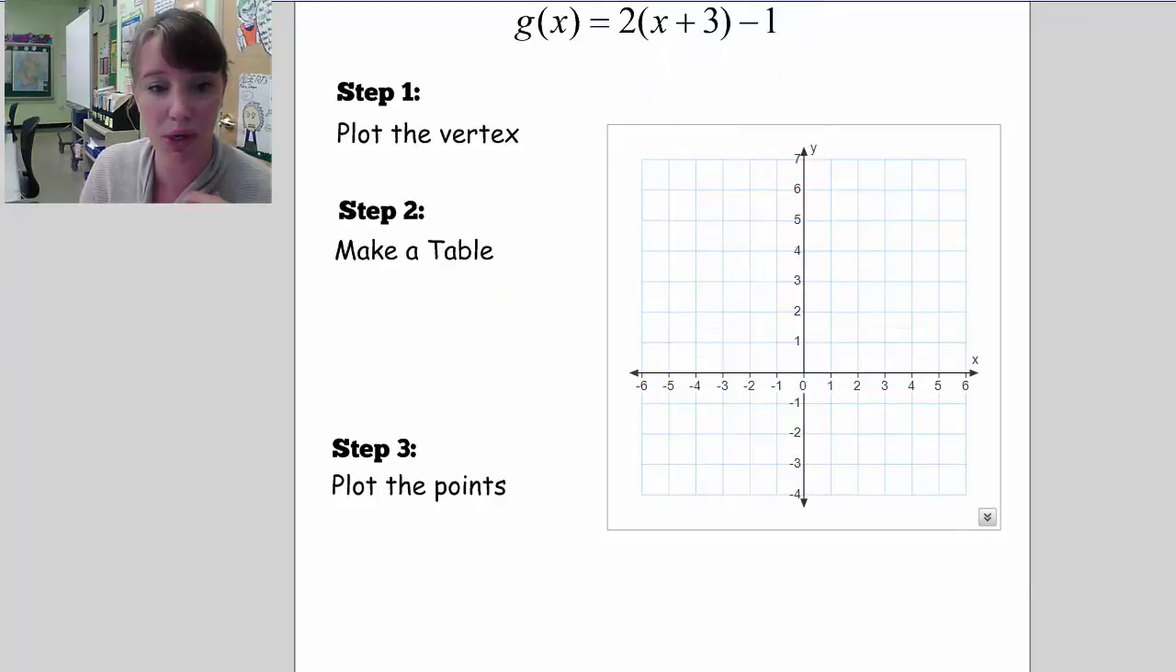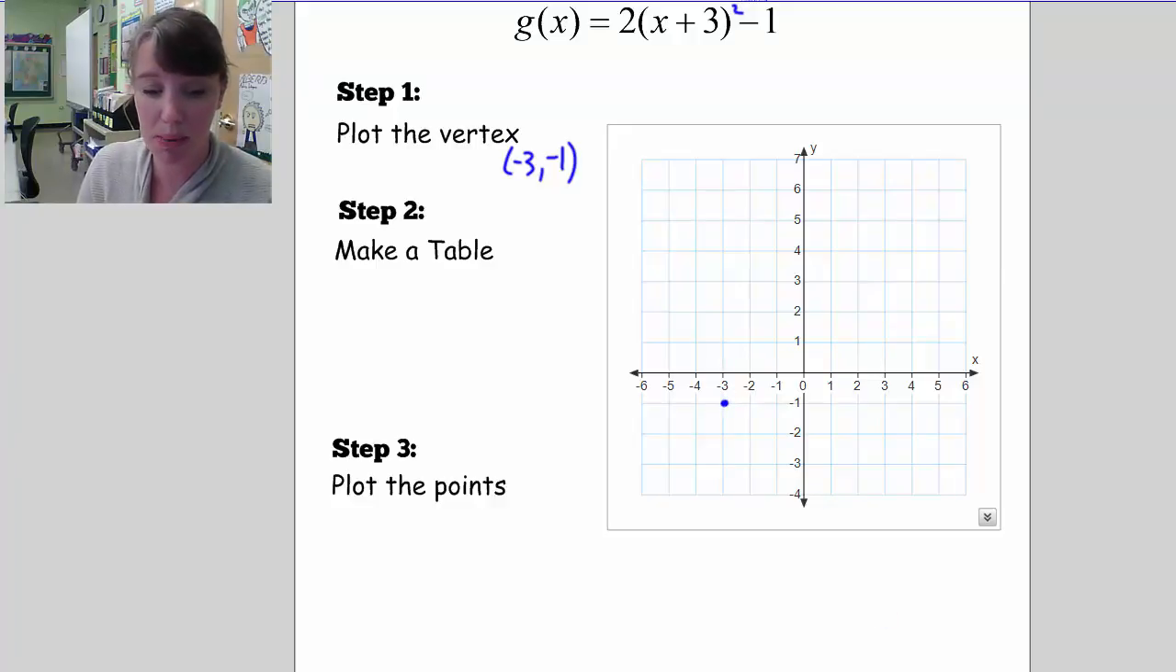So let's try one more here. Y equals 2 times, oops, again missing the square, 2 times x plus 2 quantity squared minus 1. So we can pick off the vertex. Remember, it's -3, -1. So -3 here, -1 would be here.